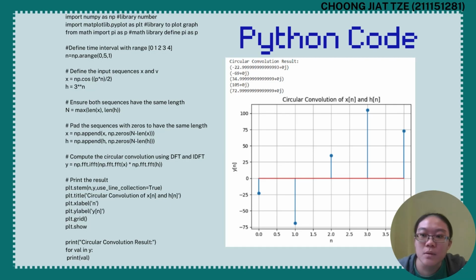In order to perform circular convolution, both input signals must have the same length. Thus, function capital N equals the maximum of length of x and length of h is declared. Next, the sequences are padded with zeros to have the same length. Then, circular convolution is computed using DFT and IDFT function. Lastly, the result is printed and plotted.